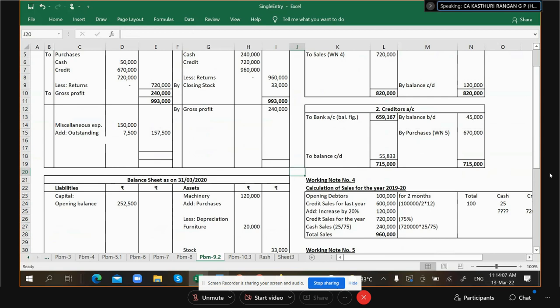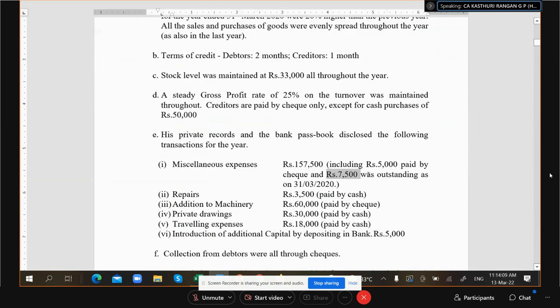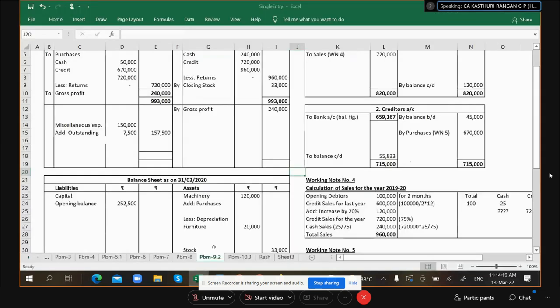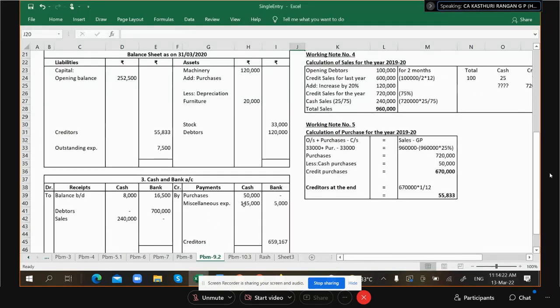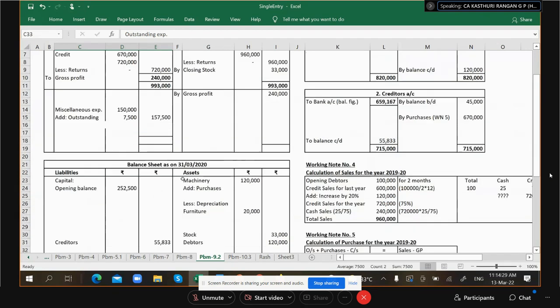Read it carefully. Miscellaneous expenses 157,500. 7,500 outstanding. So that means you have to show as liability. How much is actually paid? 1,50,000. Of that, 5,000 is paid by check. So remaining 145,000 paid by cash. So in cash column 145,000, bank column 5,000, balance sheet outstanding 7,500, total expense 157,500. Are you clear, friends?